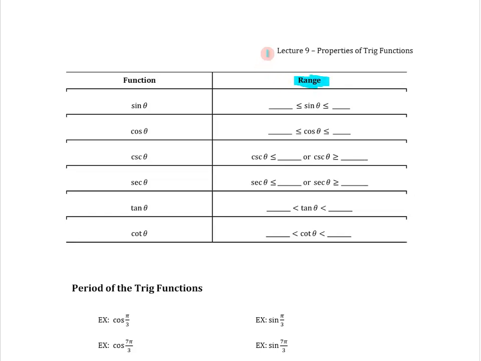Now let's talk about the range of these functions. Remember, range means the outputs of the function. So you think about what values you get out of the sine function or the cosine function, the tangent function, etc. Now I've grouped them in a slightly different way than I did before. Sine and cosine, cosecant and secant, and tangent and cotangent. So functions and what we call their cofunctions.